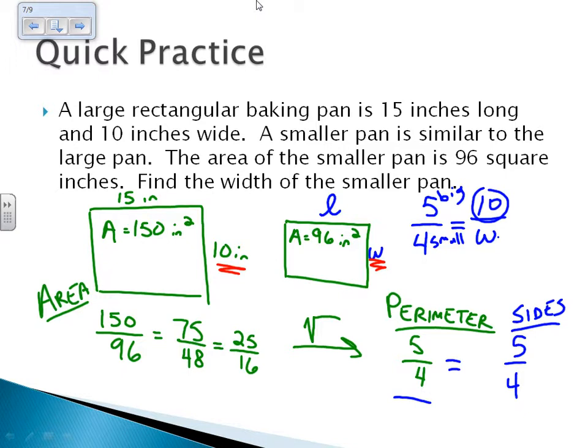Okay. And then how do I solve the proportion? Cross multiply. So I get 5W equals 4 times 10, which is 40. So W equals 8. 8 inches. You could easily check this. If the width is 8 inches, we know that 8 times something equals 96. What is that going to be? 12? So we know the length has to be 12 inches. Notice that the proportions hold true. 15 over 12 is the same as 5 over 4. Those are equivalent. Okay, Carlos?